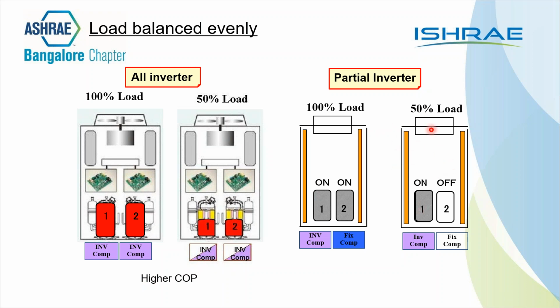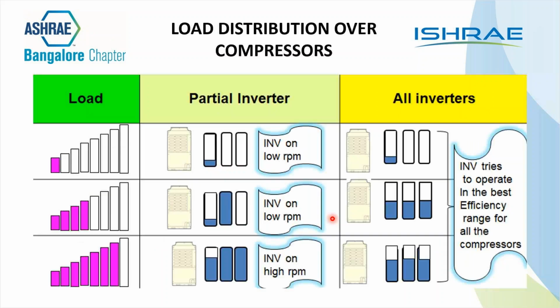Now, in a partial inverter, what happens here is that when you have 50% load, either the fixed speed compressor or the inverter compressor is running at full speed and the other is off. So that means this compressor will always keep running at full speed, or vice versa. When you have 100% load, both the compressors run together. So this is the basic difference between an all inverter type of system and a partial inverter system. Now, this is another diagrammatic representation which has been given based on the load pattern here.